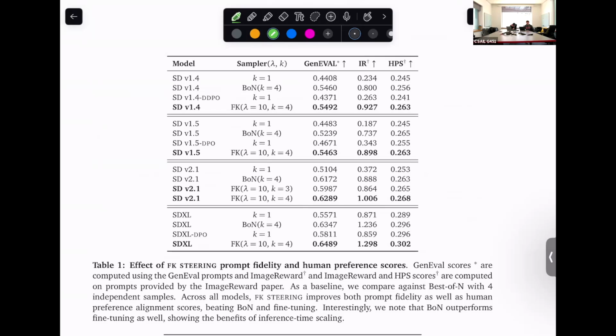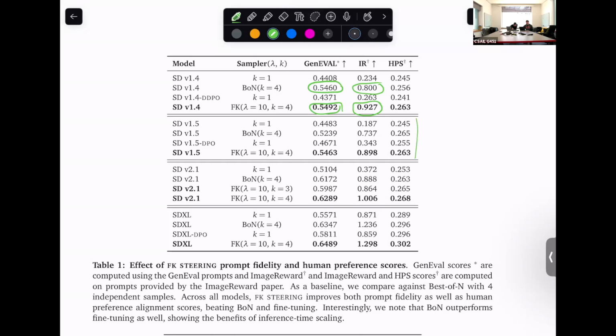They just compare sampling from the stable diffusion model to... Really, the interesting comparison here is between best of n and these FK steering. They show that kind of uniformly it beats, although it's quite close to best of n. And then actually in the second row, the one they highlight is actually not the best. Best of n actually beats it on the human preference score.